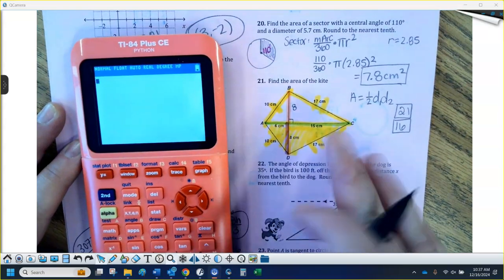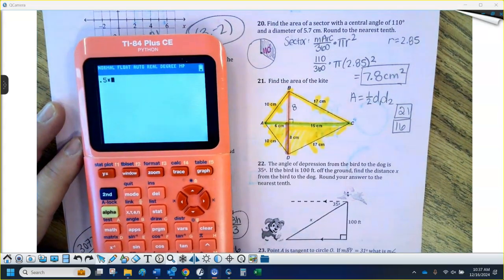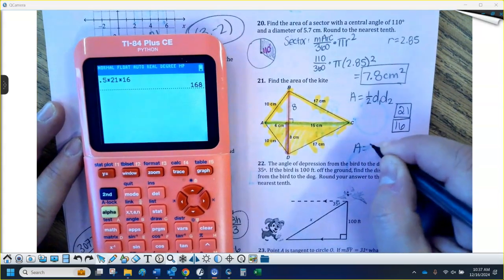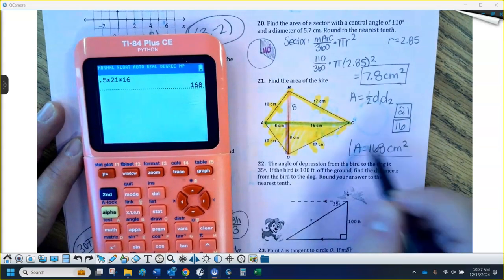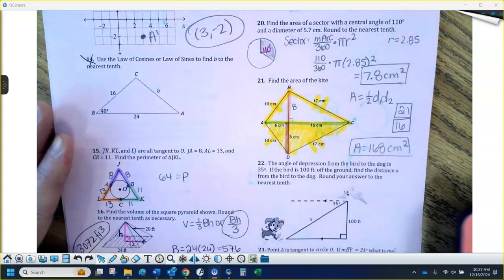Now, all you got to do, you grab your formula, do 1/2 times 21 times 16. Hopefully I'm on the screen. Area here is 168. This is an area, so it would be centimeters squared.